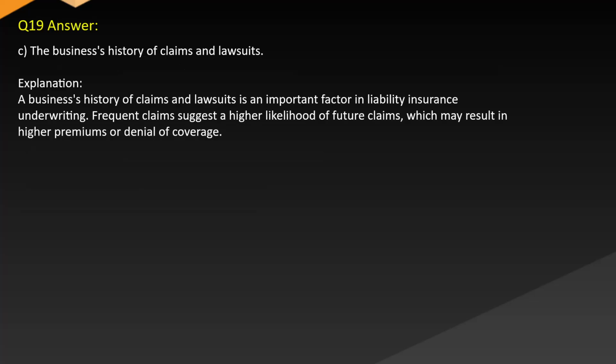Answer. C. The business's history of claims and lawsuits. Explanation. A business's history of claims and lawsuits is an important factor in liability insurance underwriting. Frequent claims suggest a higher likelihood of future claims, which may result in higher premiums or denial of coverage.